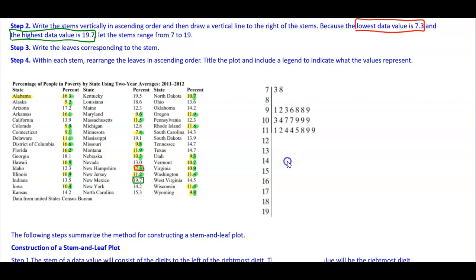So if we take a look here, we have our 11.1, we have our 11.2, we have 2 11.4s, we also have an 11.5, an 11.8, and 11.9, and 11.9.